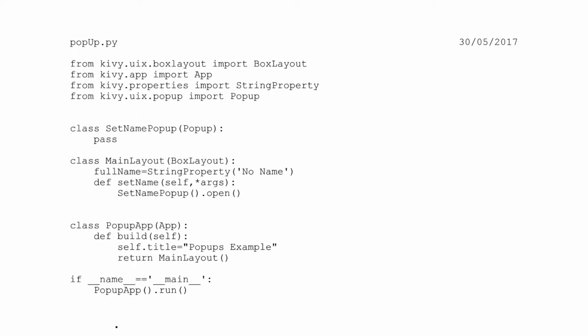Right, so we have the class popup, which is an app, and it's got a title called Popups Example, and it returns main layout. So go find main layout. Main layout is here. That's the worst arrow in the world. And it's a box layout, and it has one string property, no name. That's the default string that gets displayed.